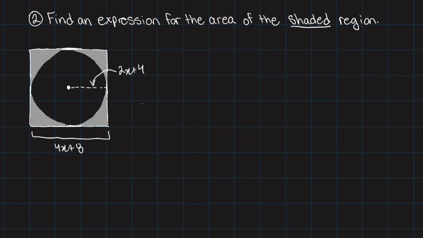All right, we have to find an expression for the area of the shaded region. So we have basically a square, and then we have a circle in the middle. Since we're trying to find the area of the shaded region, what we are going to do is find the area of the square, and we're going to subtract the area of the circle. Again, we need to know our formulas. To find the area of a square, we know that it's just s squared. And for a circle, if you didn't know, it's pi r squared.